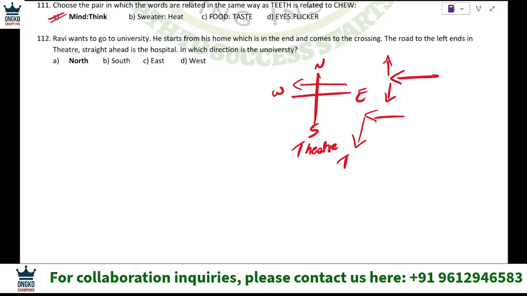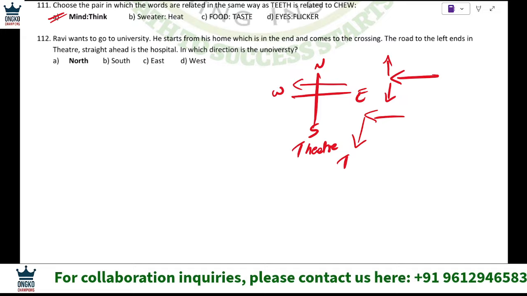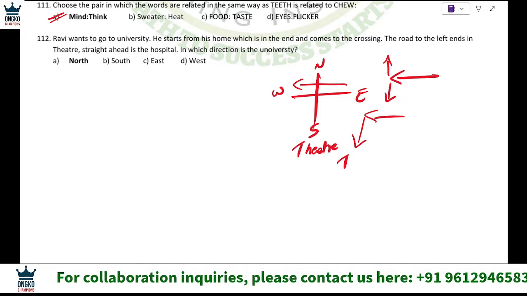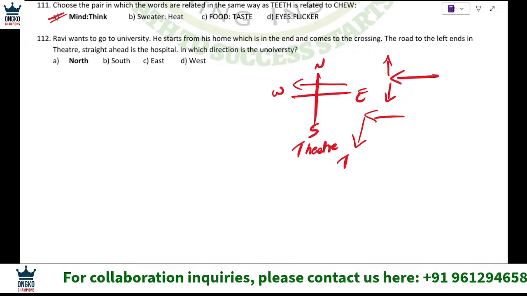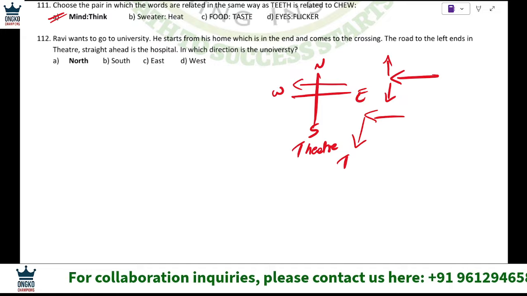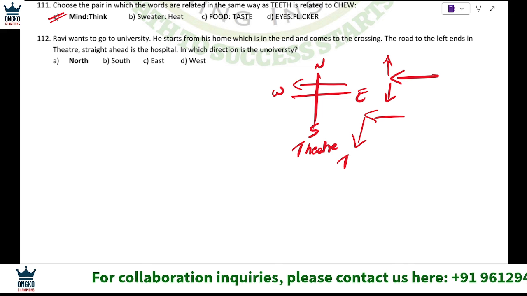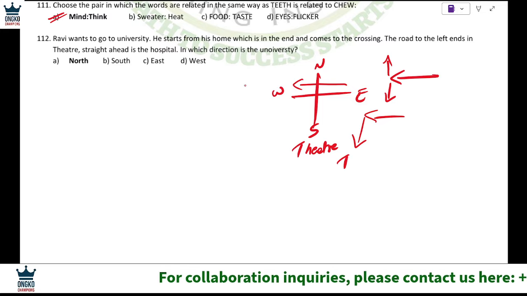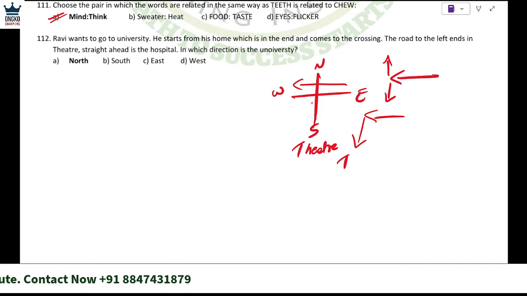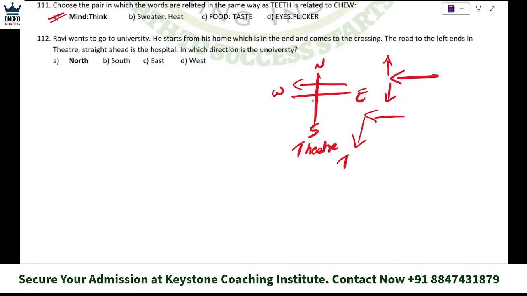And the road straight ahead is the hospital. Hospital was it, right? Straight ahead is the hospital. So he is facing west, right? You can also start with east, or you can try with north or south in a way. It's up to you, right? Because we're just assuming, I'm just taking it from east to west as it was. So since he is facing west now, hospital is to the west, yes. Right, hospital is to the west.